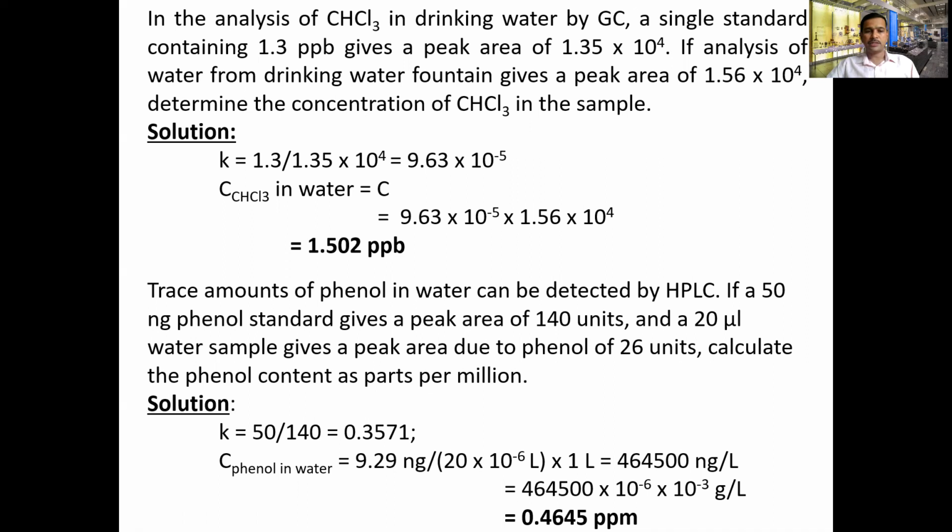So if you determine that, you will get 9.29 nanogram. So how do you get this 9.29? C is equal to K times S. So K is 0.3571. So the concentration of phenol in water is equal to 0.3571 × 26. So you will get 9.29 nanograms. 9.29 nanograms of phenol is present in the water sample.